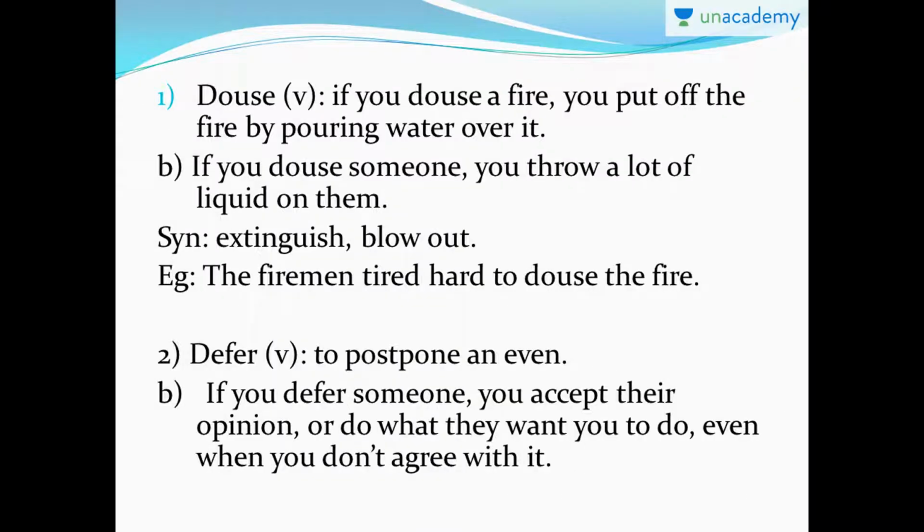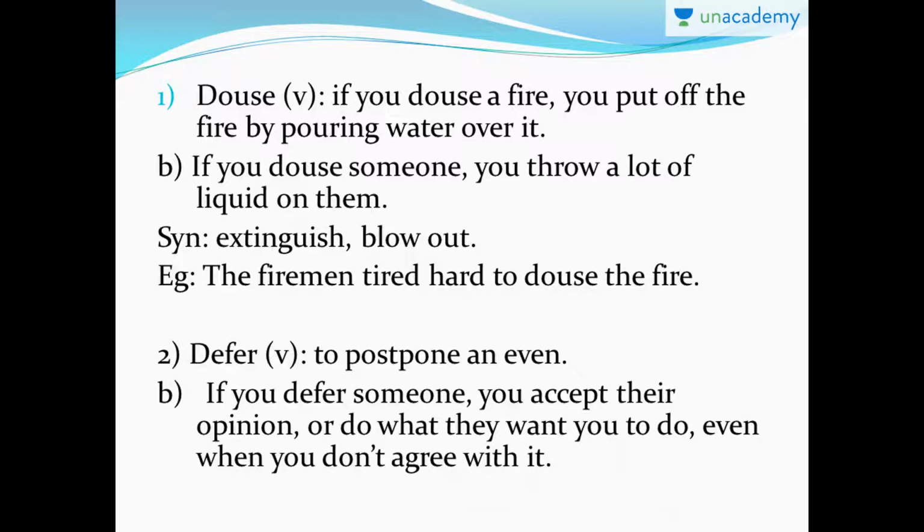The first one is douse. Douse is a verb. So there are two meanings just like most of the verbs. The first one is, if you douse a fire, you put off the fire by pouring water over it. So that is just to put off the fire. Okay. The second meaning is, if you douse someone, you throw a lot of liquid on them. That means you're drenching them with some liquid.